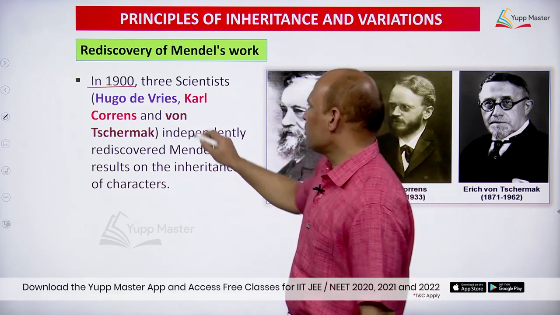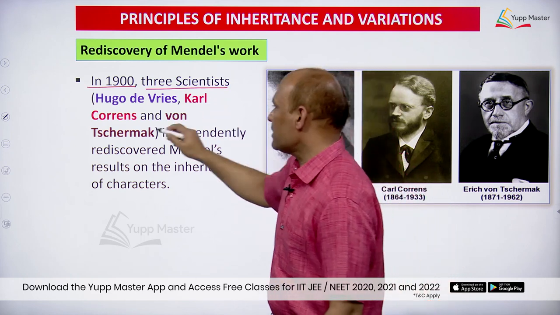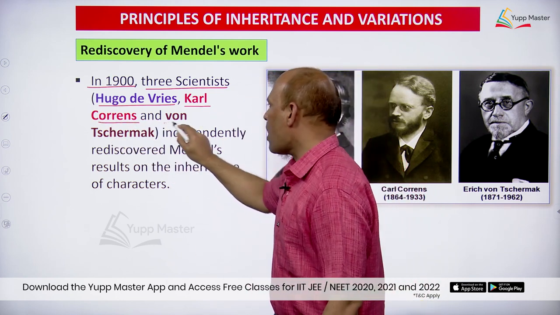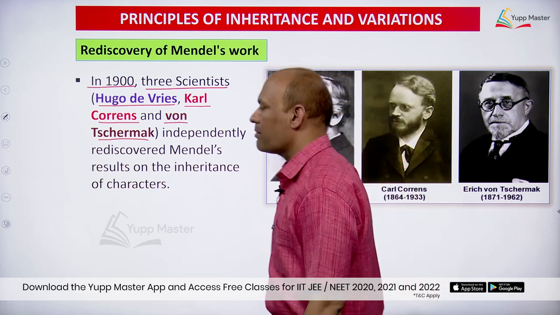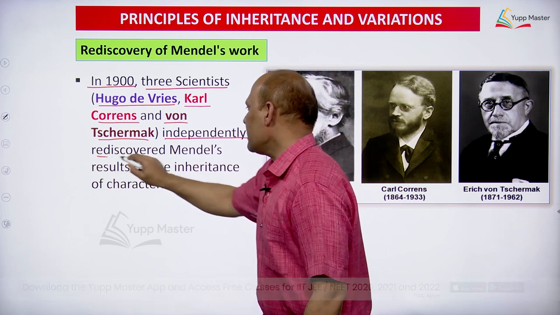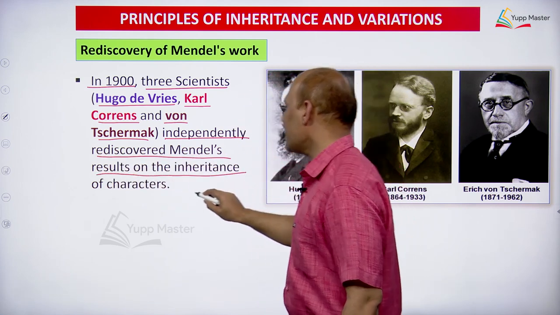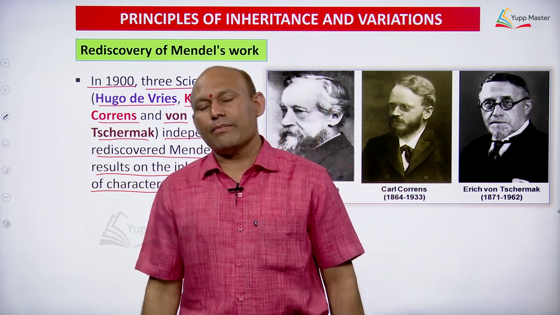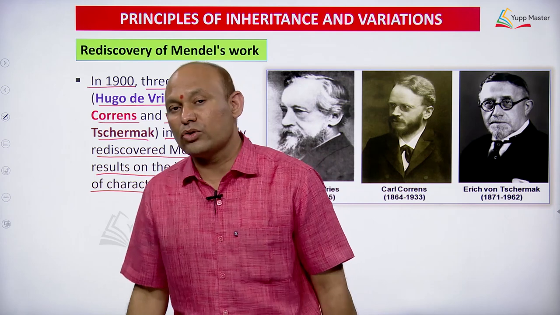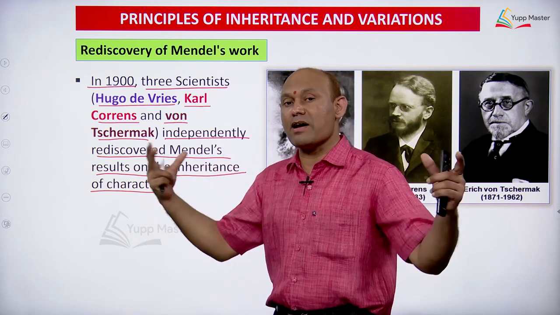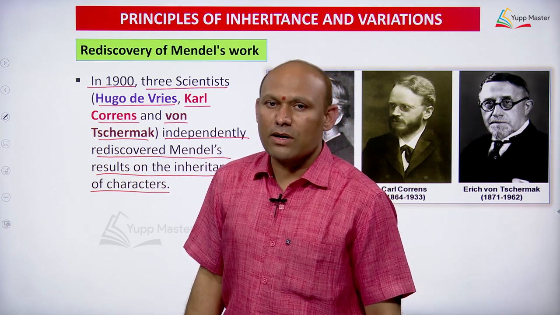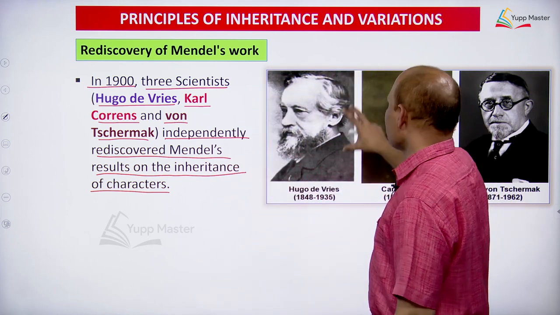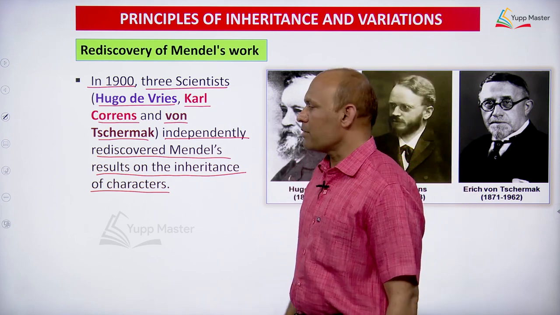In the year 1900, three scientists, dear students, independently rediscovered Mendel's results on the inheritance of characters: Hugo de Vries of Holland, Carl Correns of Germany, and Erich von Tschermak of Austria. They independently rediscovered Mendel's findings on inheritance of characters. This is very important, and because of these three scientists, Mendel became famous, dear students. It's very simple, you need to understand.